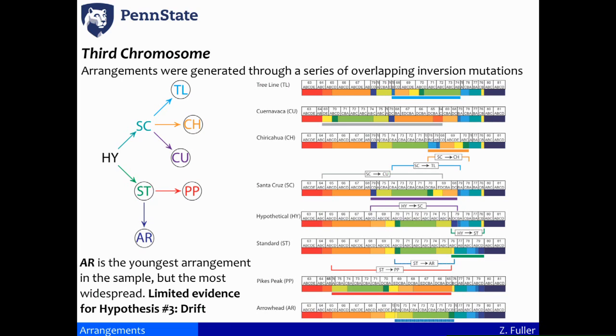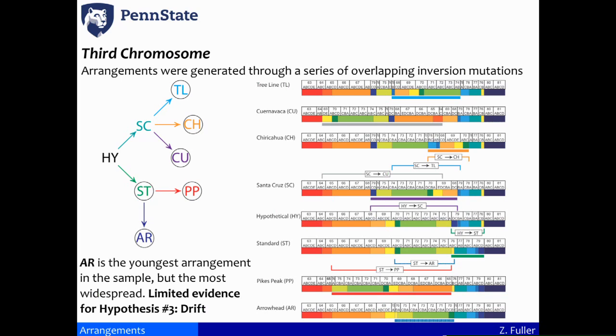And so what this diagram is depicting is how the different syntenic regions of the third chromosome have been rearranged because of this series of overlapping inversion mutations. With the exception of the hypothetical arrangement, all of these are still extant in nature. And because all the inversions are overlapping, by analyzing the ordering of these syntenic regions, we can determine the evolutionary relationships, or the phylogenetic relationships, between these different arrangements. So we can determine which chromosome was derived from which ancestral arrangement.